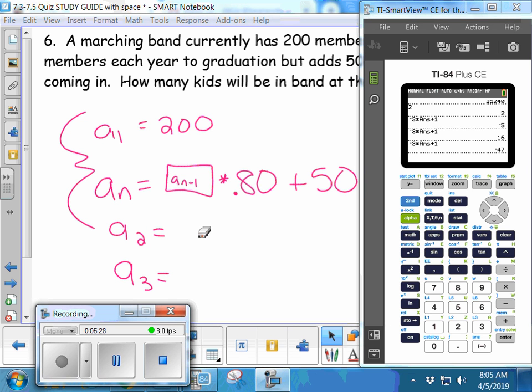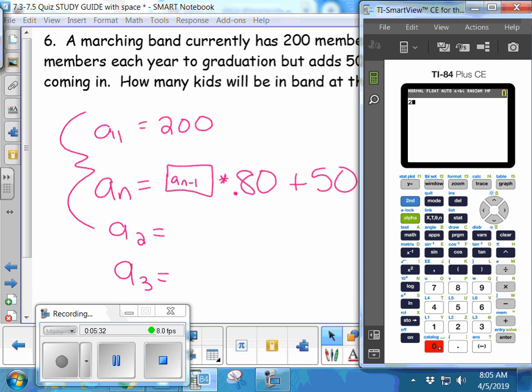All right, we're ready to rock and roll. You'll hit 200 enter to get started. Then you'll take your previous solution, which is second negative key, times 80%, plus 50. So that'll be the beginning of year 2, 210, and the beginning of year 3, 218.